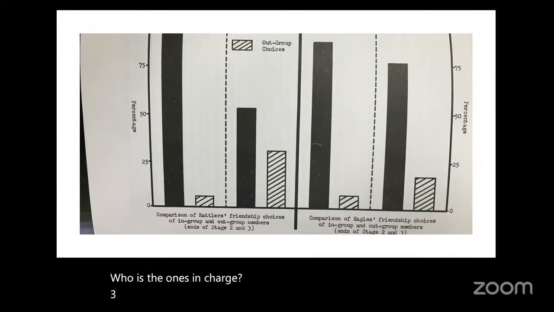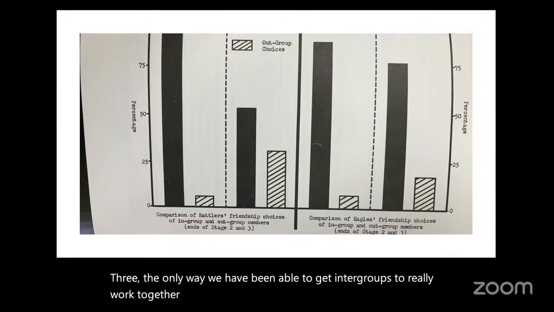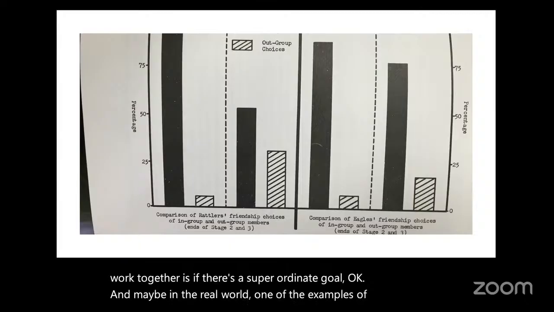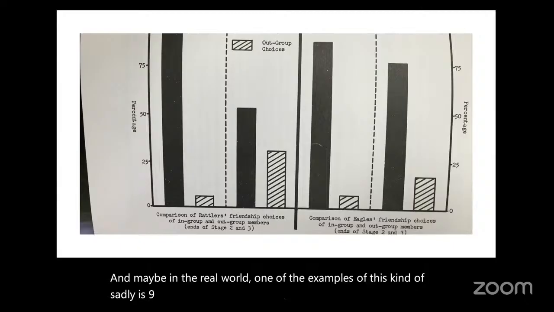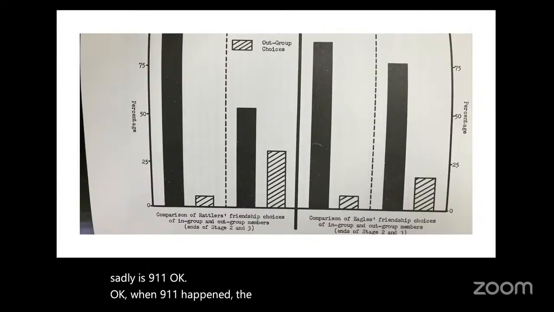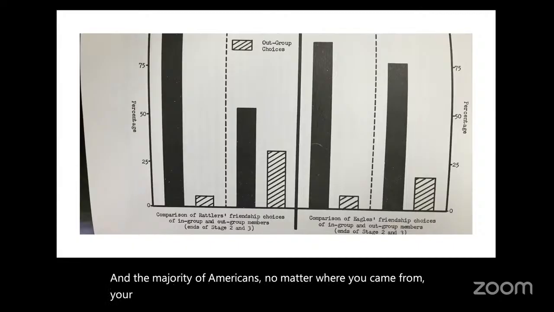Three, the only way we have been able to get intergroups to really work together is if there's a superordinate goal. And maybe in the real world, one of the examples of this, kind of sadly, is 9/11. When 9/11 happened, the United States had a superordinate goal: we need to get back at whoever did this. And the majority of Americans, no matter where you came from, your religion, your ethnicity, whatever, kind of felt like, hey, we're a country and this shouldn't be happening here.